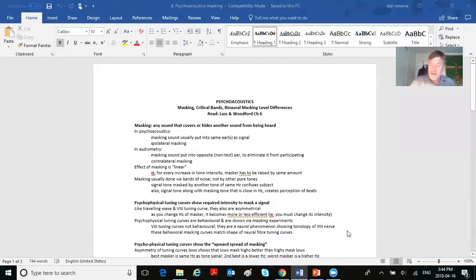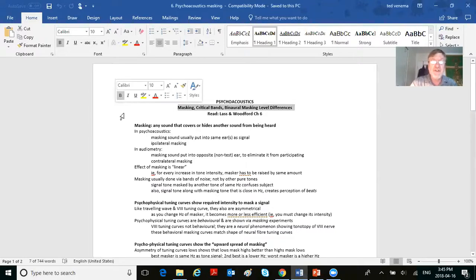Okay, so let's look at our notes here, share screen, and we'll talk about what's in this unit. Looking at it here, masking. You'll see critical bands. We're going to cover that a little bit. Binaural masking level differences, but mostly let's start off right now with masking.